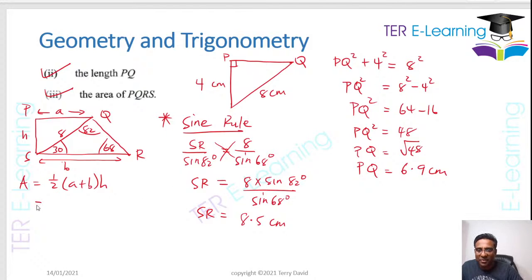Therefore, if I want to find the area of the trapezium, it's going to be a half multiplied by 6.9 plus 8.5 multiplied by 4. So that is a half times (6.9 plus 8.5) times 4, and what I'm going to get is 30.8 centimeters squared.